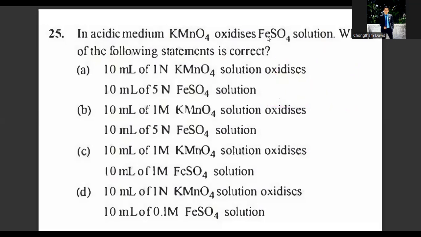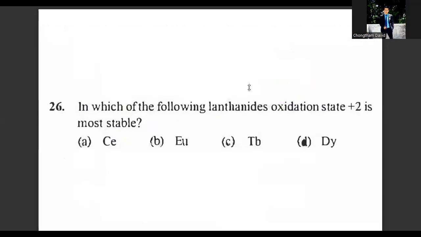I hope it's understood. Let's read question number 26. In which of the following lanthanides is oxidation state plus 2 more stable? So europium has electronic configuration [Xe] 4f7. So the answer for question number 26 would be B.